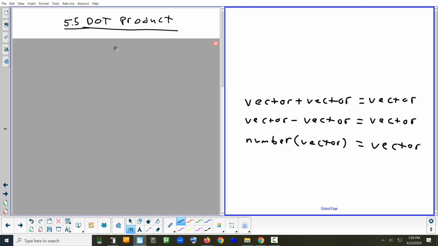What we haven't done yet is a vector times a vector, or specifically a vector dotted with a vector. That's what we want to figure out. Now the reason I don't say vector times vector is because when you do multiplication with vectors, there's actually two different ways you can do it. You can do what's called a dot product. You can also do what's called a cross product.